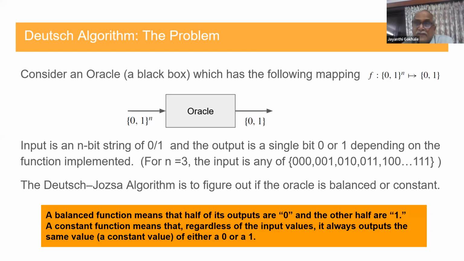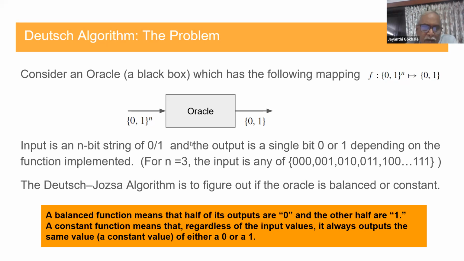So which also means that if at all I have a mapping, something like 0, 1, this is my alphabet, and n bits of an input, which typically could be any one of the combinations which I can generate out of 0 and 1. And this will generate an output which is either a 0 or a 1. So essentially what do we mean by that?